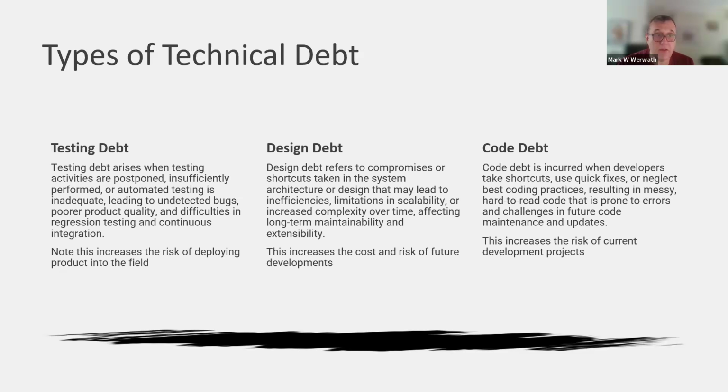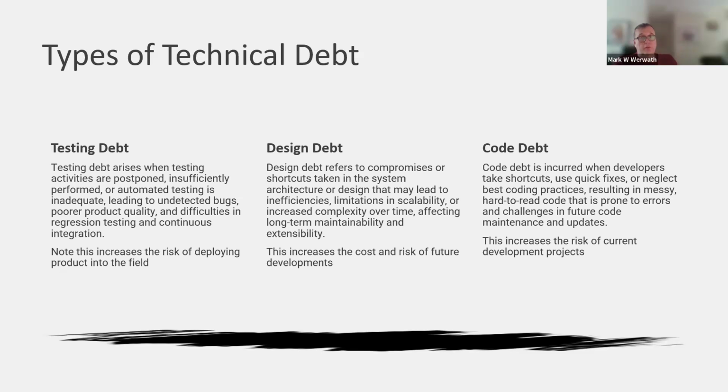Automated testing is inadequate, leading to undetected bugs, poor product quality, and difficulties in regression and continuous integration. So I would argue that this increases the risk of deploying product into the field. So with testing debt, you're pushing the risk into the market, okay? The risk of failure, the risk of defects, the risk of deficiencies in performance, right?